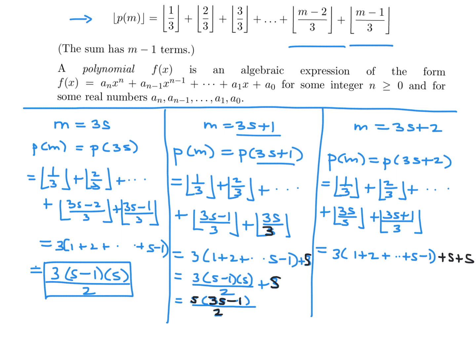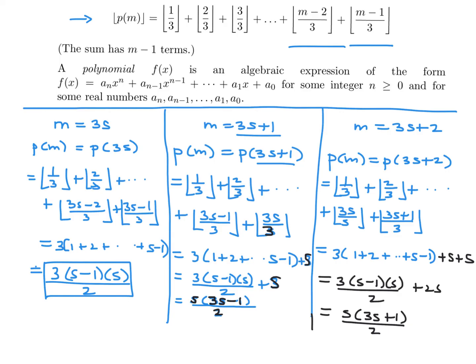Okay, so then when you combine all these, we get 3 times (s minus 1) times s over 2 plus this 2s. And then when you do all the algebra, you'll get a final answer of s times (3s plus 1) all over 2. Got it?